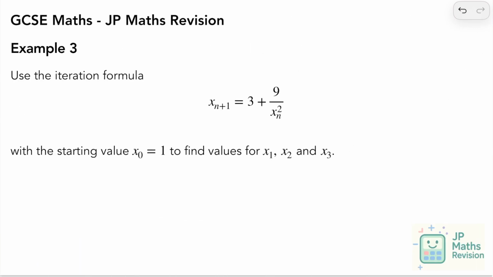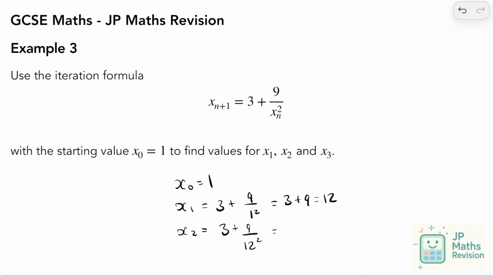Here's another example. We need to use the iteration formula xn+1 equals 3 plus 9 over xn squared, with the starting value of x0 equals 1, to find the values of x1, x2 and x3. So x0 equals 1. x1 is going to be 3 plus 9 over our previous answer squared, which is 1 squared. So 3 plus 9, which is 12. Then when we find x2, we use the previous answer of x1 equals 12. So it's going to be 3 plus 9 over 12 squared this time, which is equal to 3.0625.